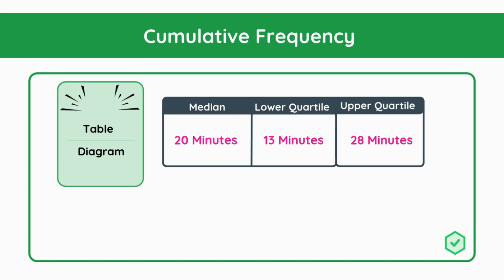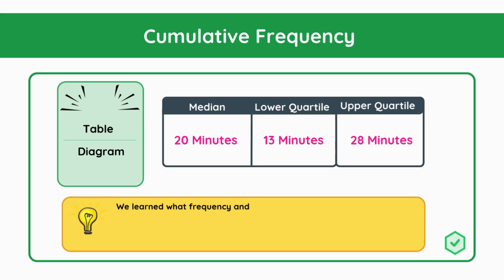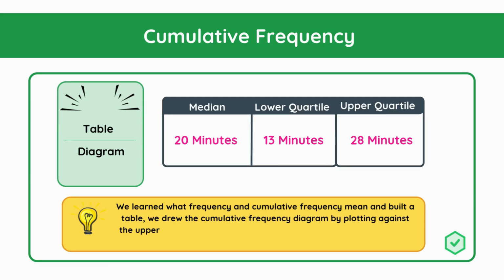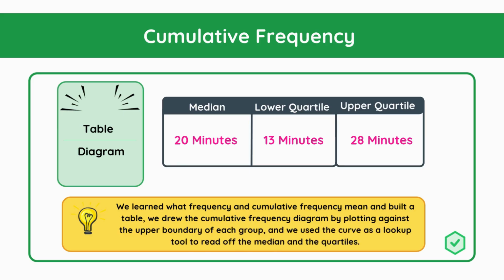So that's the whole topic. We learned what frequency and cumulative frequency mean and built a table. We drew the cumulative frequency diagram by plotting against the upper boundary of each group, and we used the curve as a lookup tool to read off the median and the quartiles.